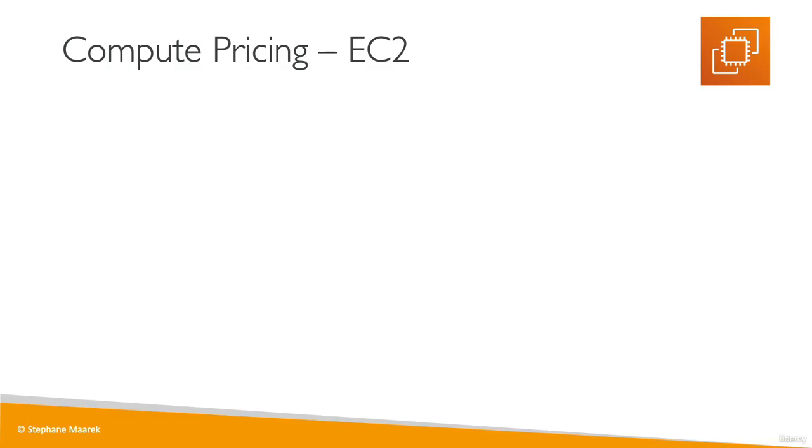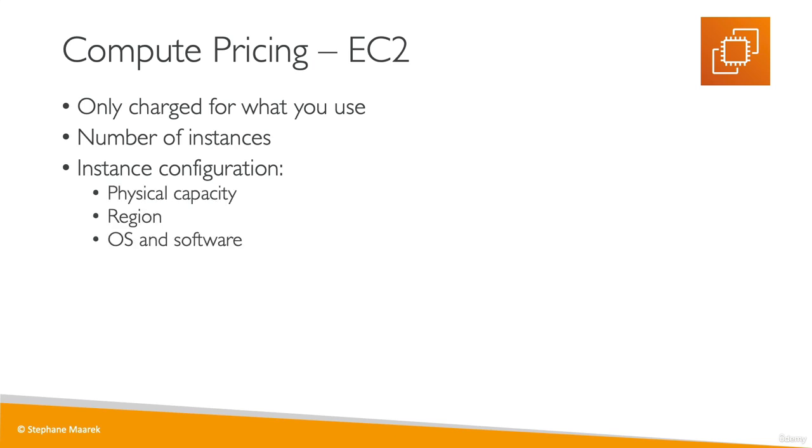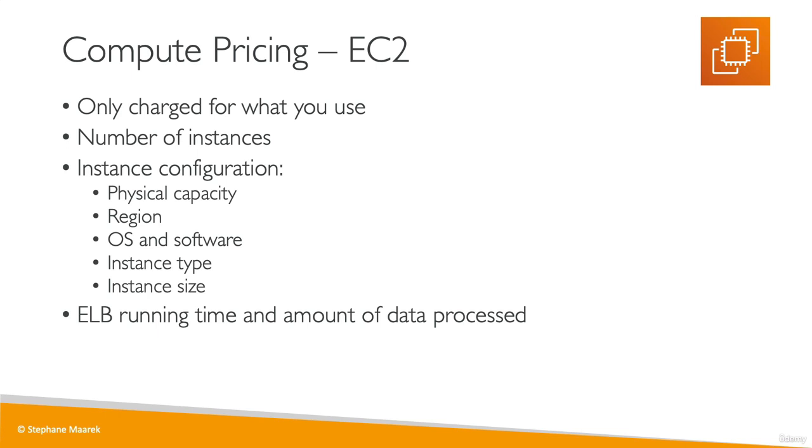So now let's do a deep dive into the pricing for different services. For example, for EC2, with the on-demand, you're only charged for what you use, which is the number of instances as well as the instance configuration, what's the capacity, number of CPU and RAM, the region you're in, the operating system and the software you installed on your EC2 instance, the instance type and instance size, and if you're using a load balancer, for example, how long the load balancer will run and the amount of data processed by your load balancer. Also, you can enable detailed monitoring on your EC2 instance to get CloudWatch metrics every minute instead of every 5 minutes, and you would have to pay for that as well.